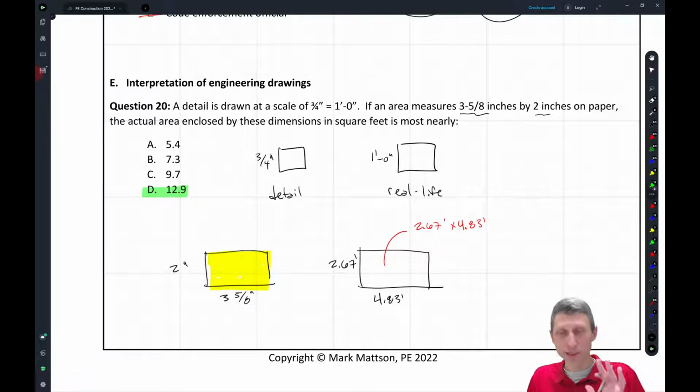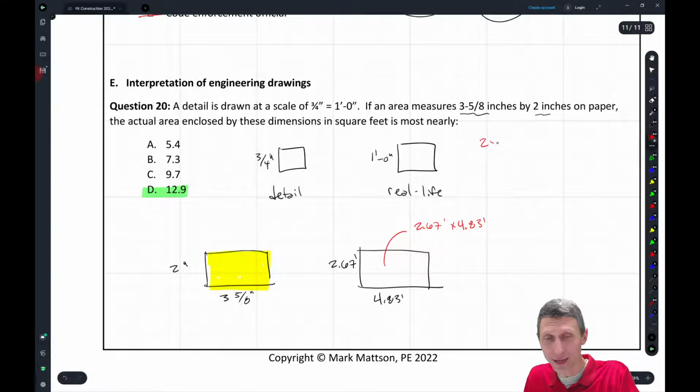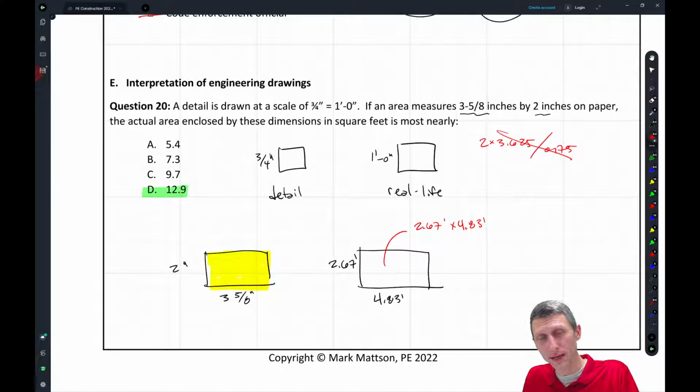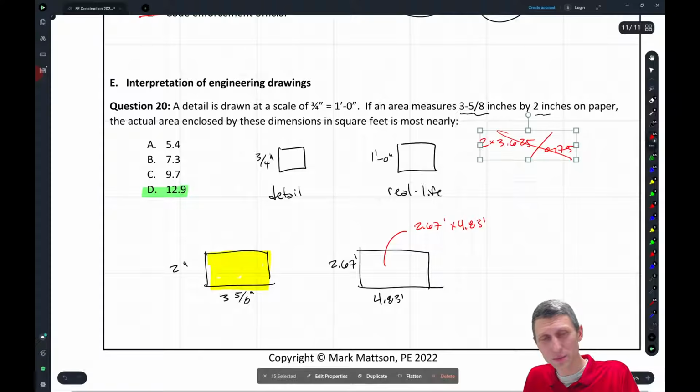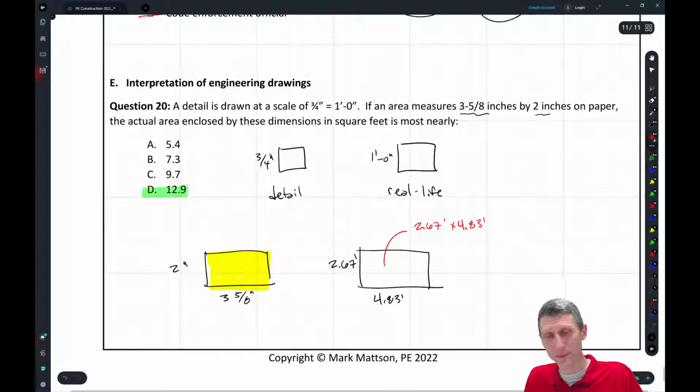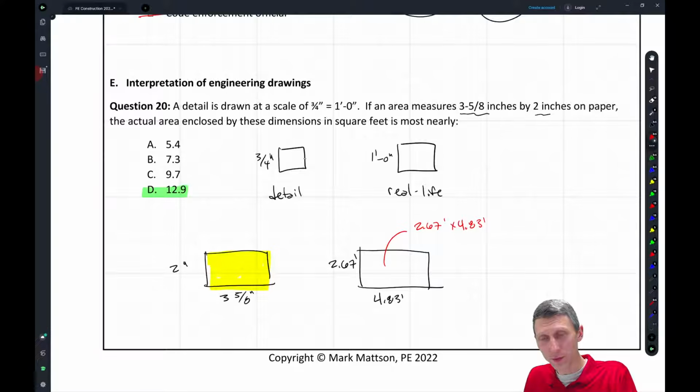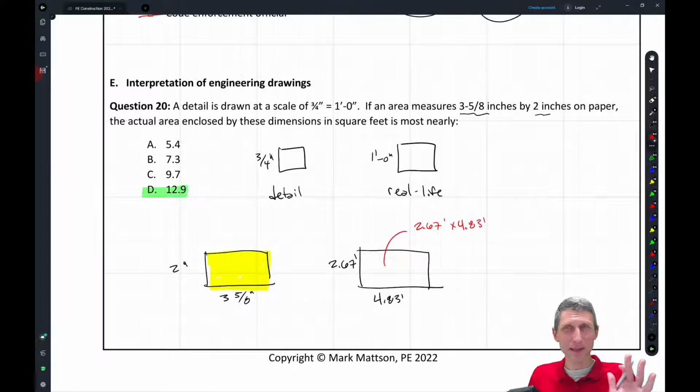Just be careful with your unit conversions here, because it's easy to do something like 2 times 3.625 divided by 0.75, because that's the scale, and that's wrong. Why is it wrong? Because you didn't convert both of them, you just converted one of them. So be careful if you're ever doing stuff like this, to make sure you get that scale right, and do some basic sanity checks. Does this make a little bit of sense, right? If I know I've got 3/4 of an inch, does it make a little bit of sense? And make sure you get your units right.